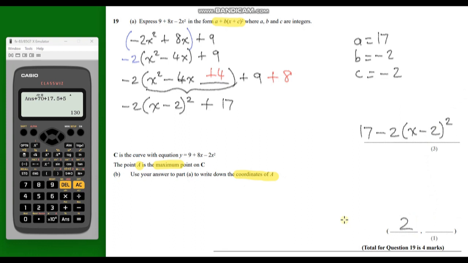So that's 2. And the y value, well, that's just going to be this number here, which is 17. So that is our maximum point. So you can see that when we've got something in completed square form, it's really easy to pick out what the minimum and maximum points are.